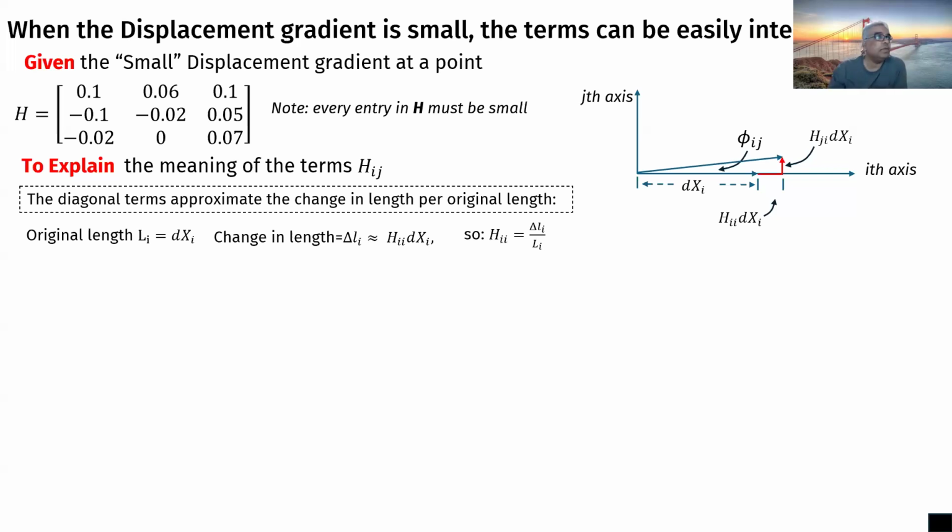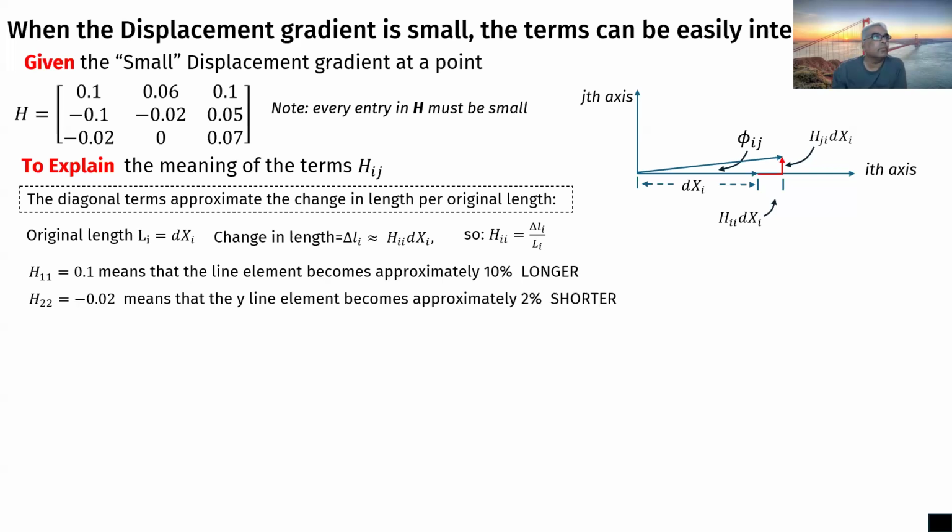Okay. So to be very specific, h11 equal to 0.1 means that the line element x1, which is the line element along the x-axis, becomes approximately 10% longer. h22 equal to minus 0.02 means that the y line element becomes approximately 2% shorter. Can you see negative sign means shorter? h33 equal to 0.07 means that the z line element becomes approximately 7% longer.